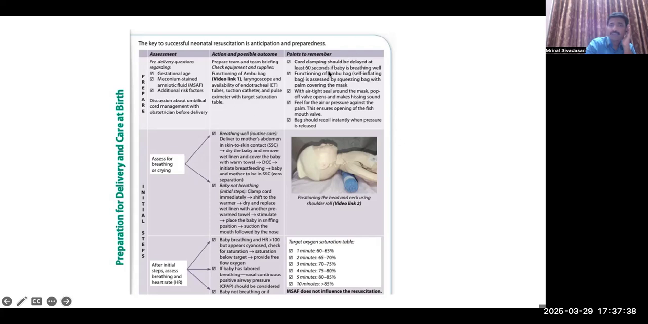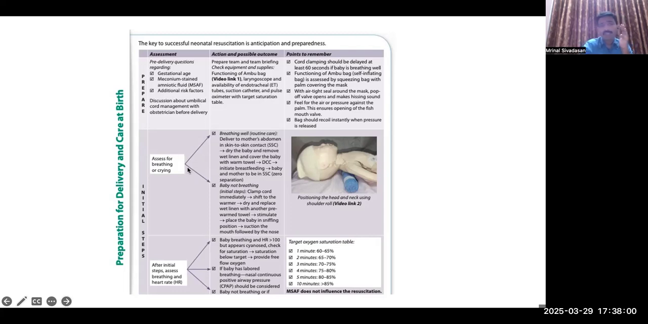Then cord clamping should be delayed for 60 seconds. The functioning of the ambu bag is assessed by squeezing the bag with a palm covering the mask, with an airtight seal around the mask. The pop-off valve opens and makes a hissing sound. Feel for the air or the pressure against the palm, and this ensures opening of the fishmouth valve, and the bag should recoil instantly when the pressure is released.